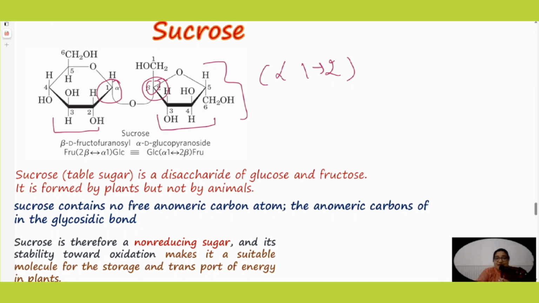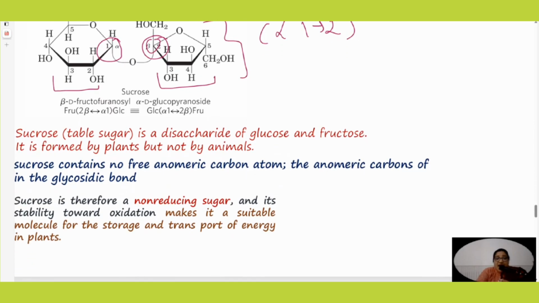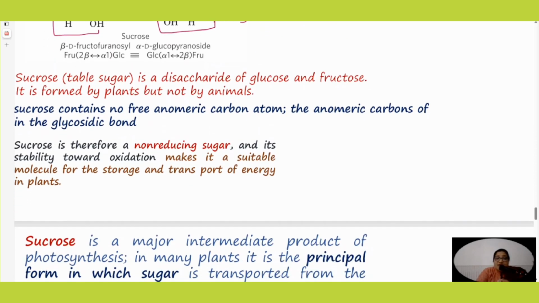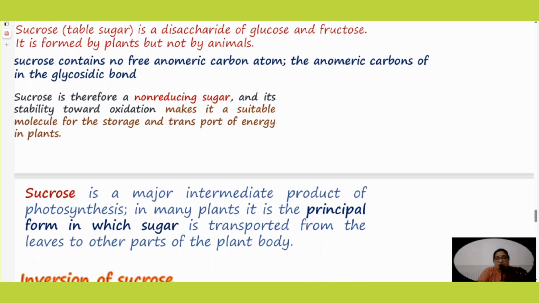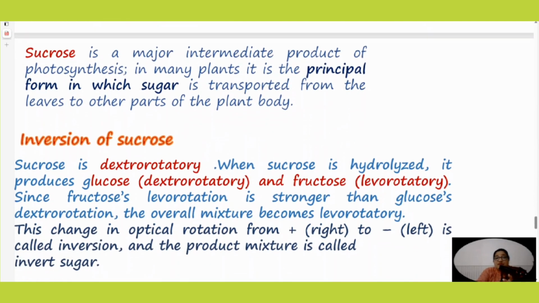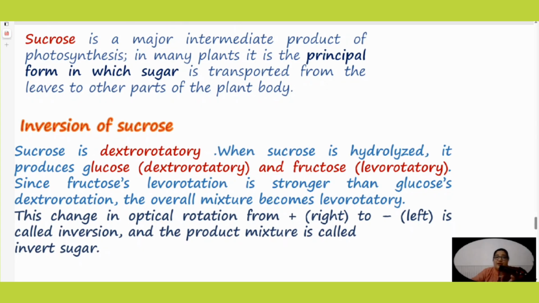Sucrose is a non-reducing sugar and its stability towards oxidation makes it a suitable molecule. Why a suitable molecule? Since it is a stable molecule, it is used for the storage and transport of energy in plants. Sucrose is the major intermediate product of photosynthesis in many plants, and it is transported from leaves to the other parts of the plant body.